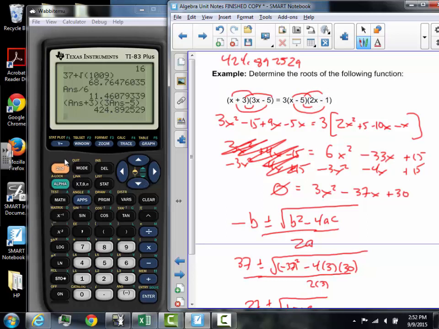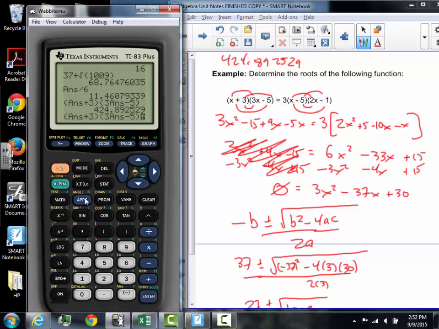I can't go back up in my calculator unless I do this, I think. No, I can't do that. I'll have to retype it in. 37 plus root 1009 divided by 6. Okay, so then I'll try the other side of the equation. 3 bracket answer minus 5, 2 answer minus 1. And if everything works out properly, that number right there should be the same as the one I got on the other side. Does that make sense? Okay, quick summary, then we'll take a break.